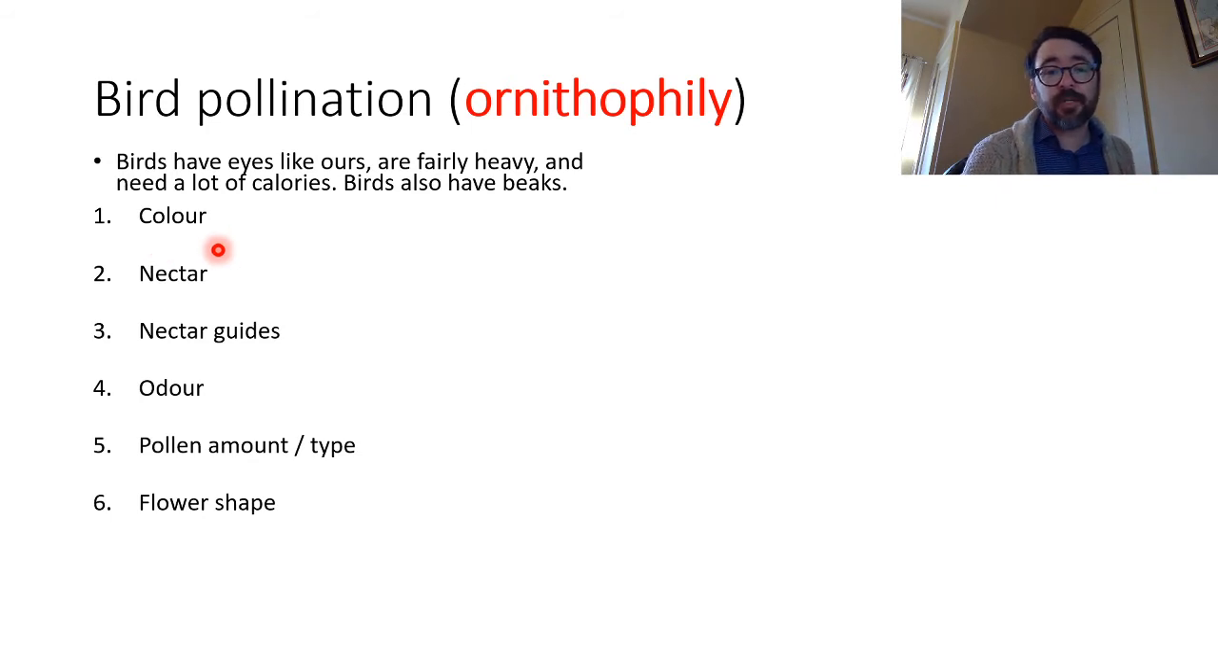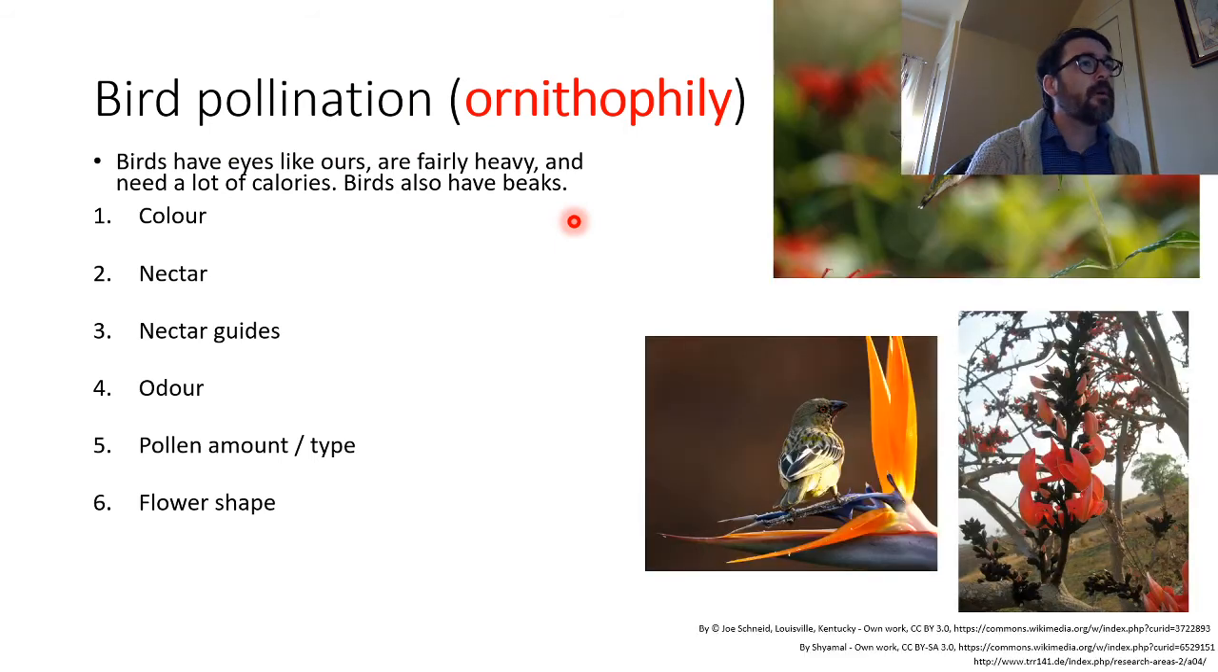Can also have pollination by birds. That's called ornithophily. And birds have eyes like ours, but birds are pretty heavy. They need a lot of calories, right? Birds also have beaks that allow them to get into places where maybe my face can't get into. And so here is a bunch of bird-pollinated flowers. I think this one's going to be covered by my video, but it's a hummingbird.